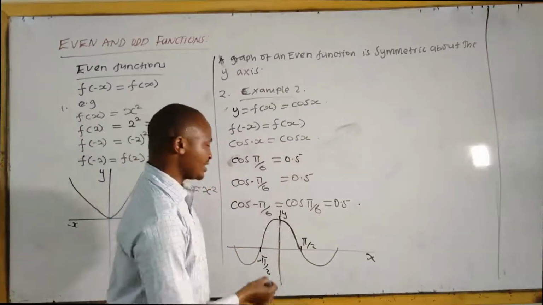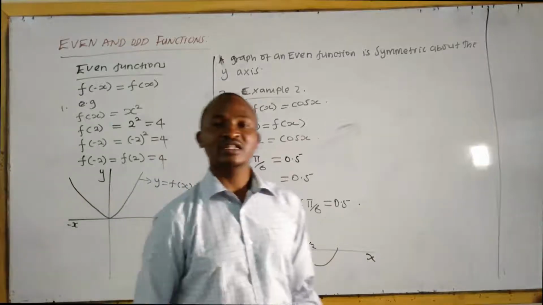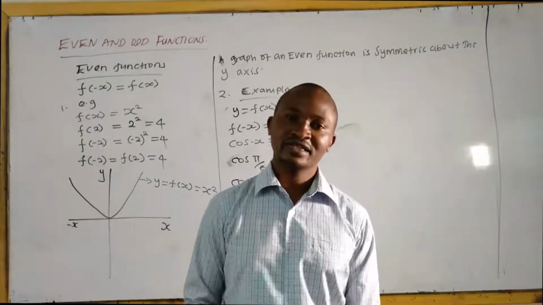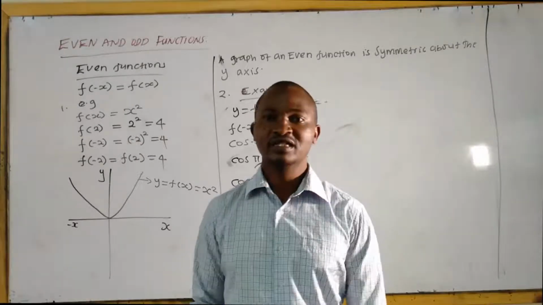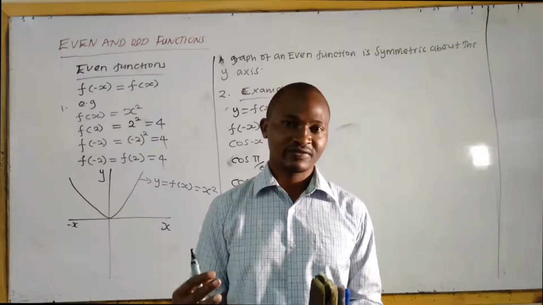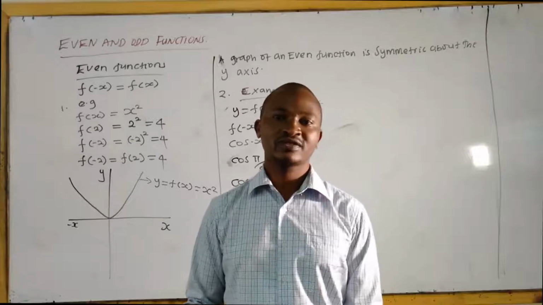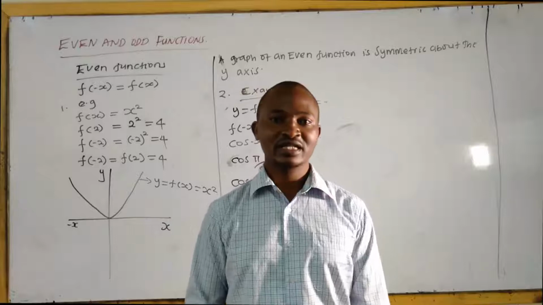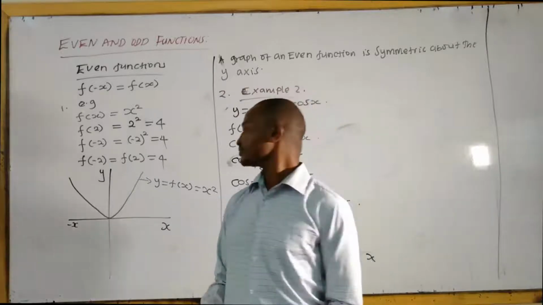And therefore you can say the cosine function is an even function. Cosine of negative 30 degrees is equal to cosine of 30 degrees. Cosine of negative 60 degrees is equal to cosine of 60 degrees. You can try that in your calculator.